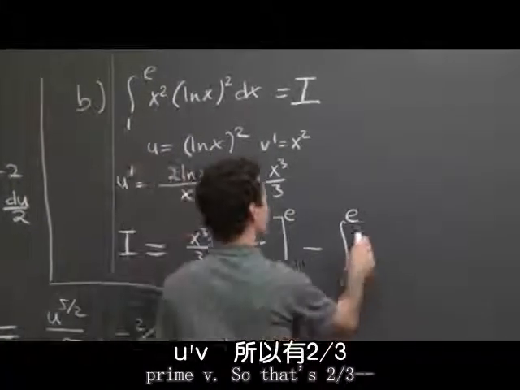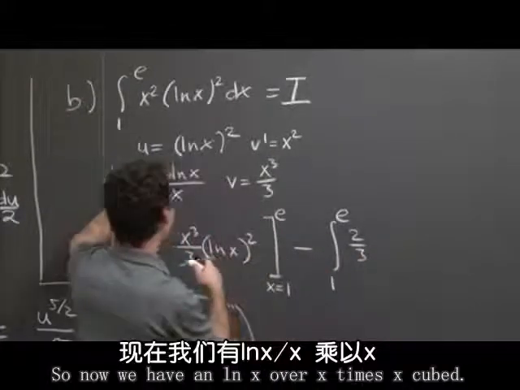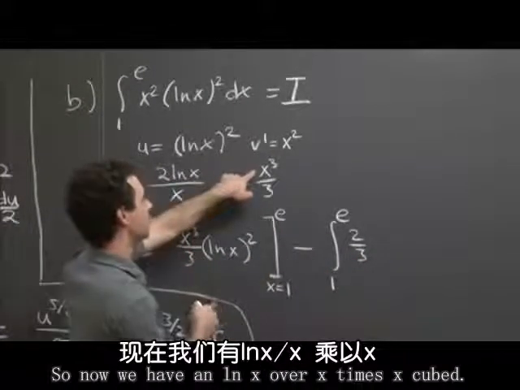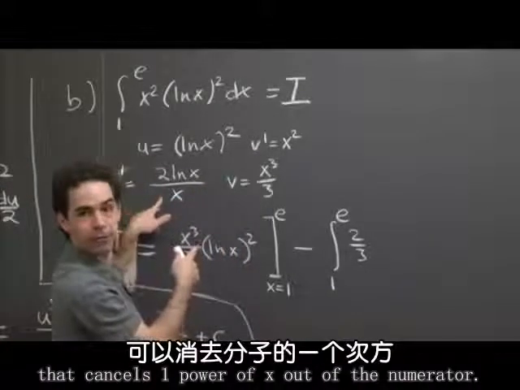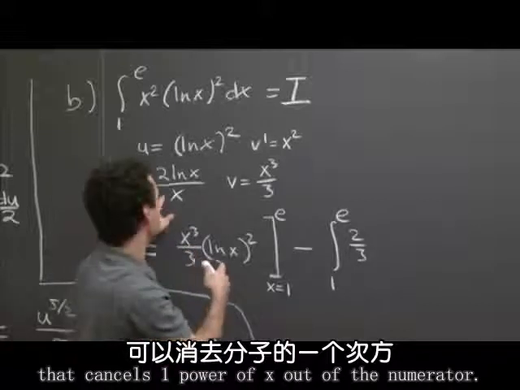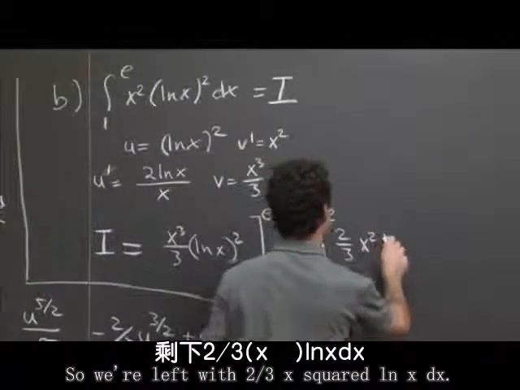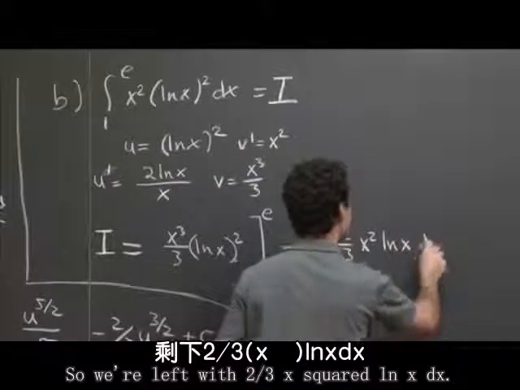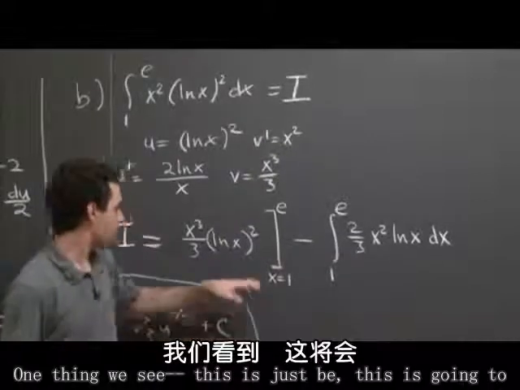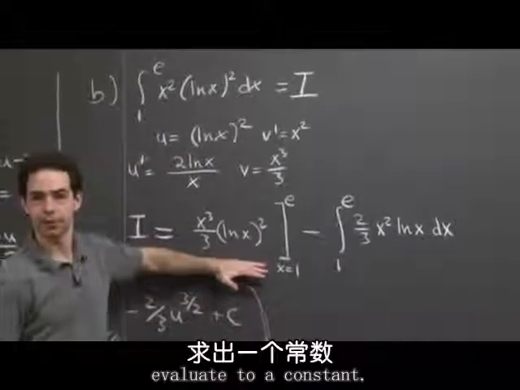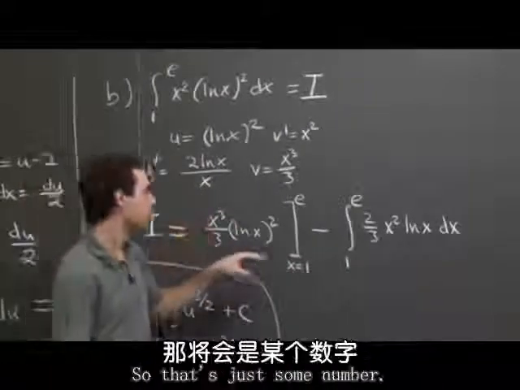So that's 2/3. Okay, so now we have an ln x over x times x cubed. The x and the x cubed cancel one power of x out of the numerator. So we're left with 2/3 x squared ln x dx. One thing we see is that this first part is going to evaluate to a constant. We plug in e, we plug in 1, and we take the difference. So that's just some number.